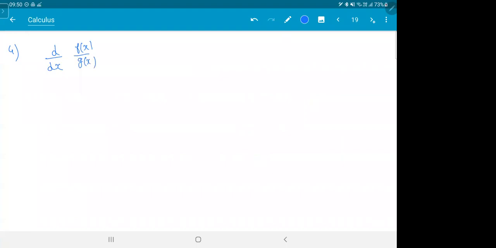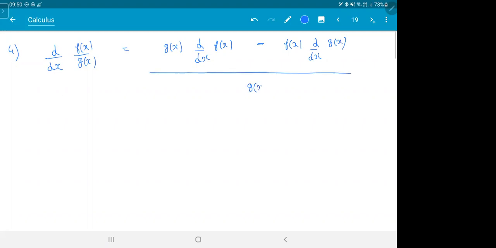The fourth one, the last one in this, is the division rule. Out of all, this is a little complicated one. g of x into differential of f of x, minus f of x into differential of g of x, whole by g of x whole square.